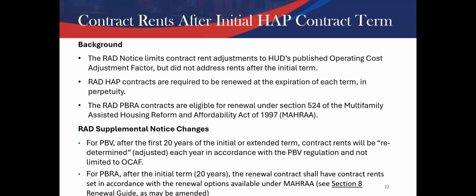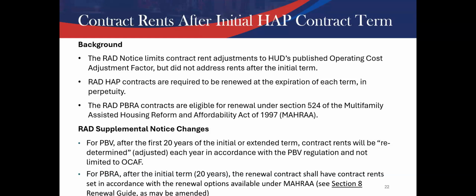Okay, and now, the RAD program has been in existence for 10 plus years. And so we are creeping up to some of our early RAD conversions hitting their initial HAP contract term. And so the notice outlines how contract rents for RAD converted projects will be adjusted after their initial HAP contract term. So the RAD notice limits those contract rate adjustments that we just talked about to HUD's published OCAF, but it was silent on how those rents would be addressed after your initial term. And so the RAD HAP contracts are required to be renewed at the expiration of each term in perpetuity. And the RAD PBRA contracts are eligible for renewal under Section 524 of the Multifamily Assisted Housing Reform and Affordability Act, MAHRA. And the supplemental notice makes the following changes.